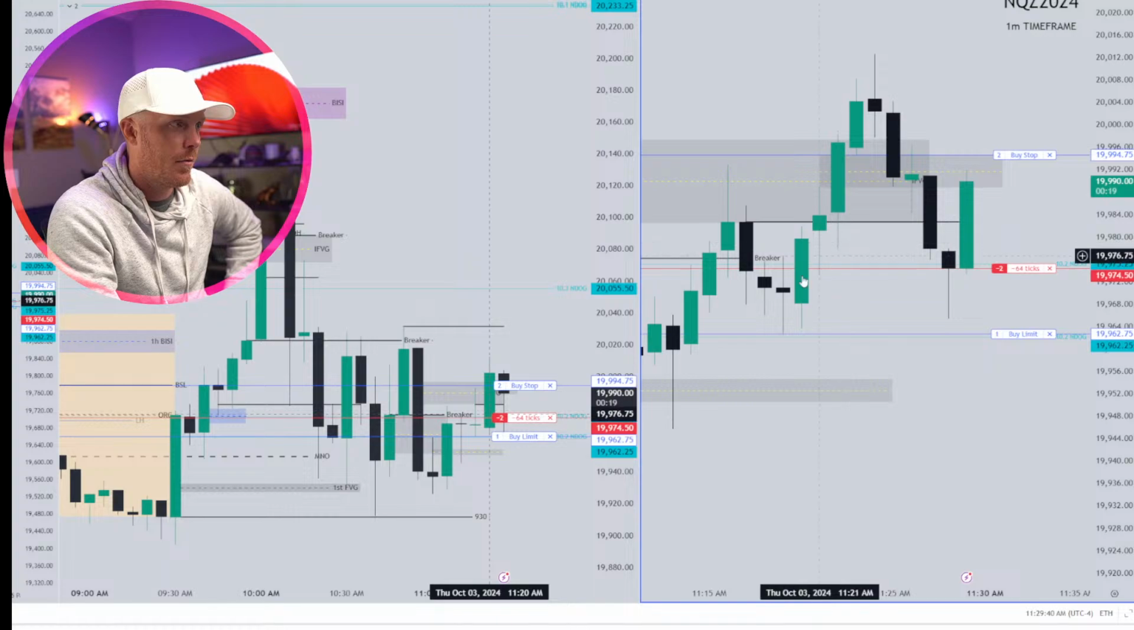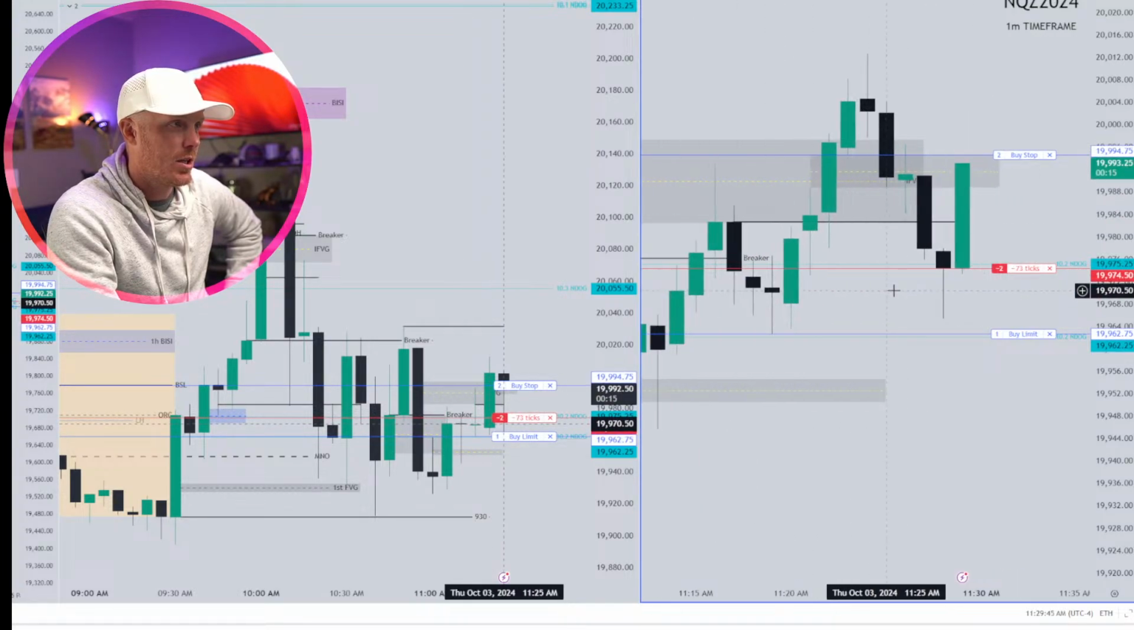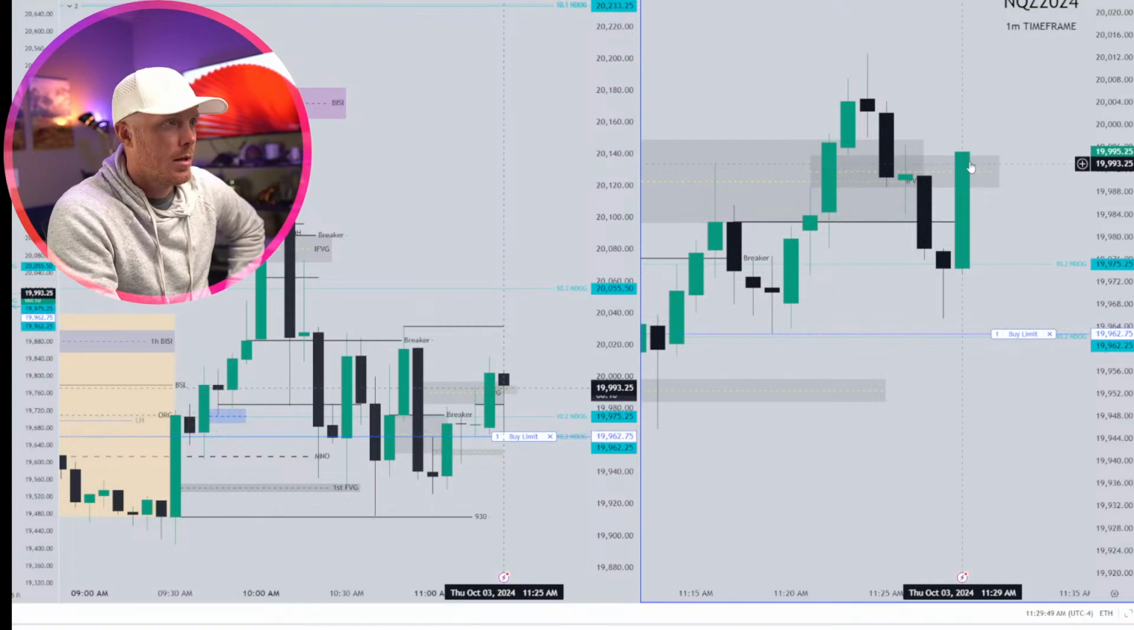This is indicative of what happens after a market maker sell or buy model. It just gets a little harder to read. All right. There's the stop.